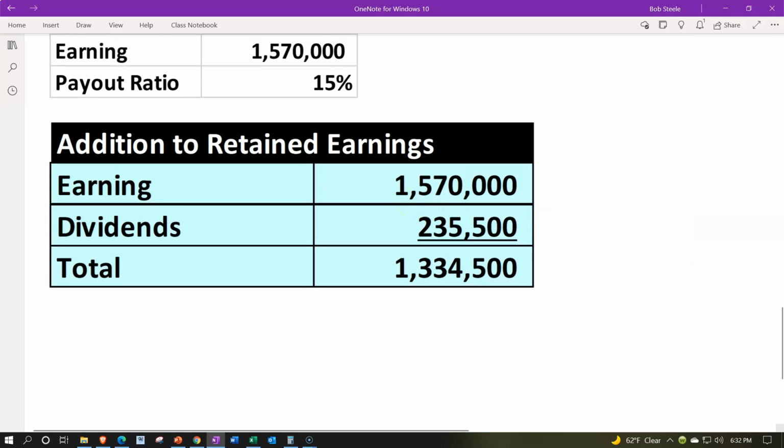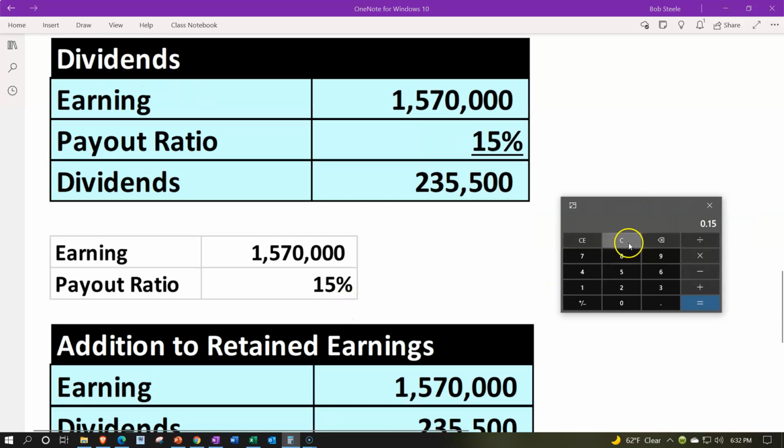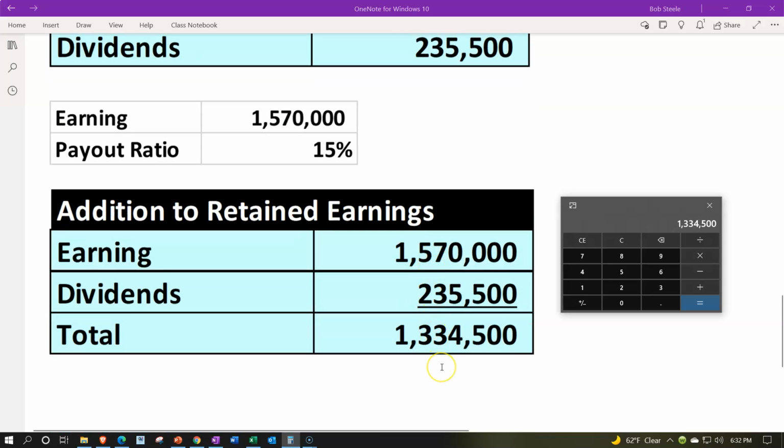So also note that you might think about it this way, or you might work with someone that sees it this way. They might say, well, look, if I paid out 15% in dividends, then that means that if I take 1 minus 0.15, we're keeping 85%. So I could take this same 1,570,000 times 85%, the amount that we didn't pay out, the amount that we retained, and that would once again get us to the retained amount of the 1,334,500.